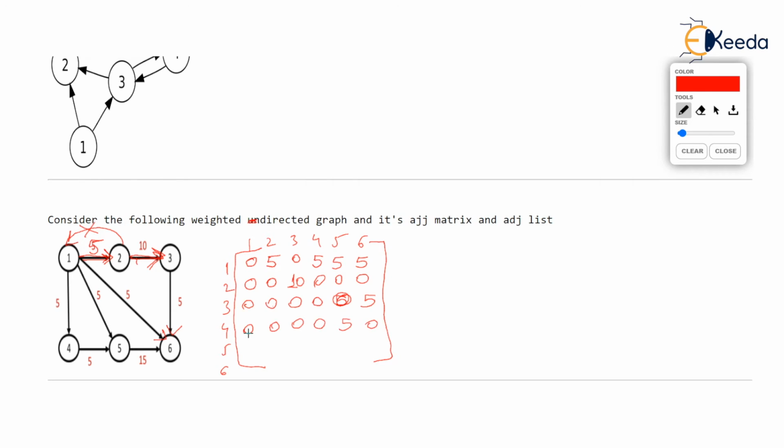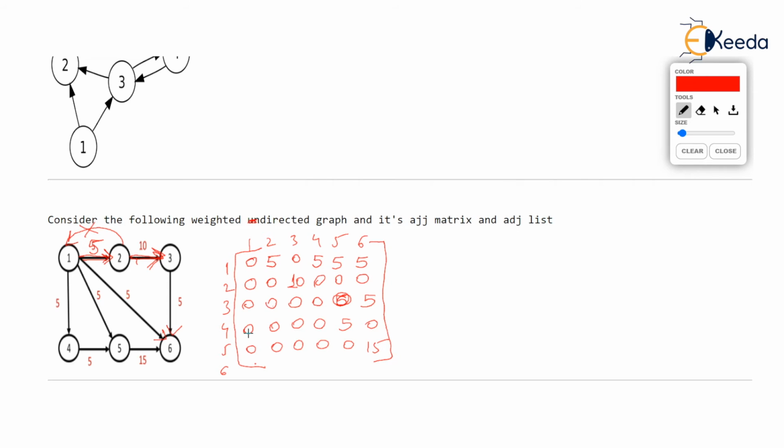0, 0, 0, 0, 15. And sixth row will be, I think sixth is not adjacent to anyone. You can see that there is no outgoing arrow from 6. So is 6 adjacent to 1? No, because there is no arrow going from 6 to 1. We don't have any edge from 6 to 1.